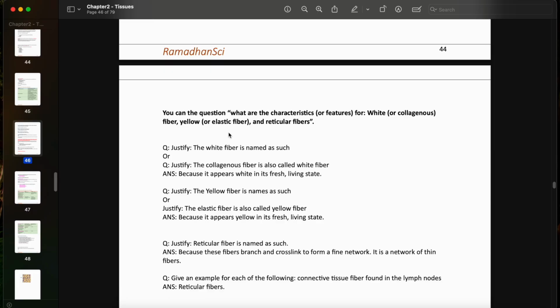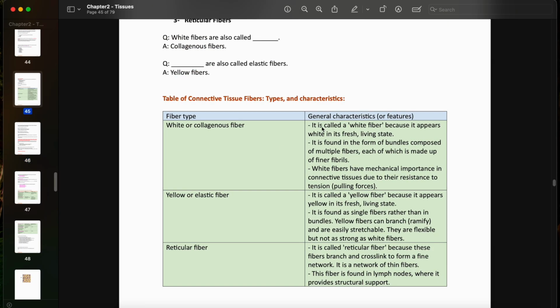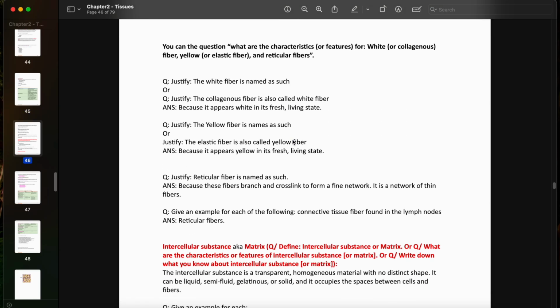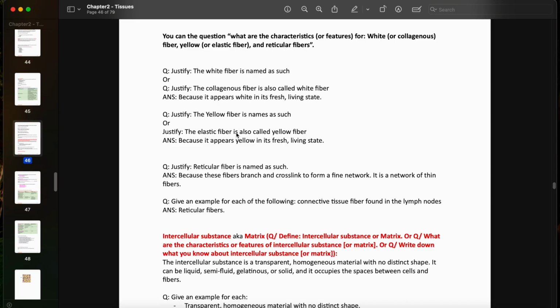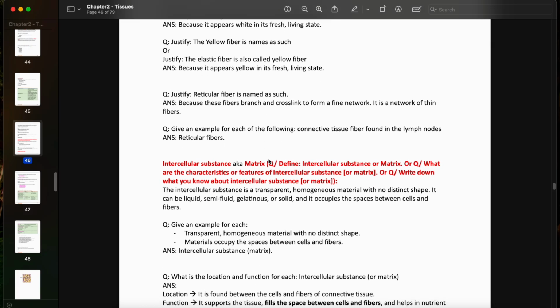So of course you're going to have questions like, what are the characteristics or features of the, for example, white fiber or collagenous fiber, and then the yellow or elastic fiber, and then reticular fiber. So you can have a question telling you just to mention the features of this fiber, and you will write down everything, the whole points here. For example, if you have what are the characteristics of the collagenous fiber, you write down the whole thing here. Okay? It's not hard. Justify why the white fiber is named as such. Oh, we just talked about this, so there's no need to read this again.